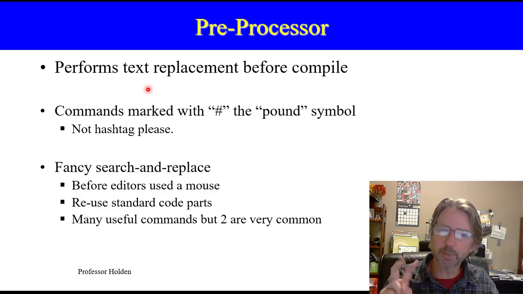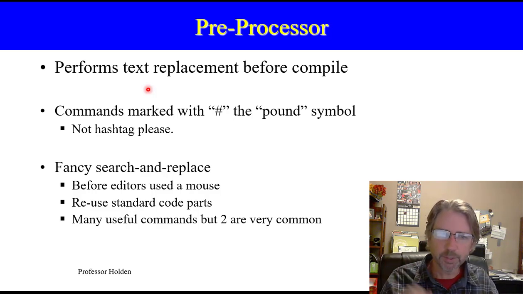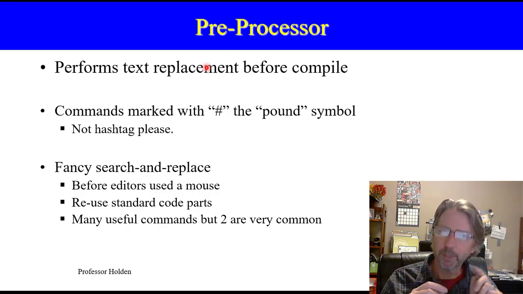There are a lot of commands, but there are two that are very, very common, and so you have to understand those two in order to read example programs you'll find. The other ones come up from time to time, but you can Google them to see. So the preprocessor, you write your C program or your Arduino program. When you hit compile, the first thing that it does is the preprocessor runs and does search and replace. Then it takes that file and feeds it into the compiler.